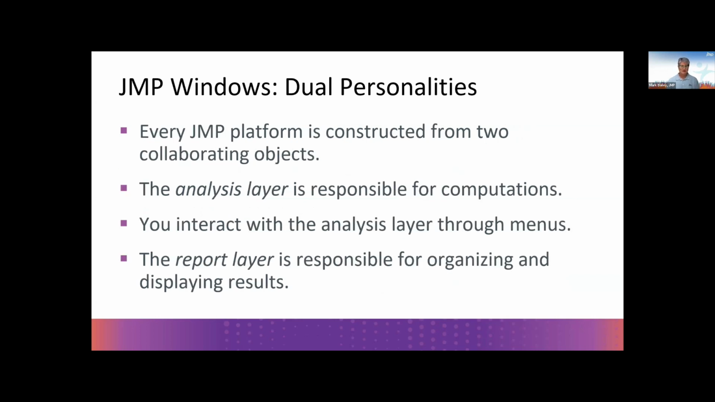Now, first of all, you need to understand that when you're looking at a window in JMP, you're really looking at two objects that are working together. The first object is called the analysis layer, and it's responsible for all the computations. You interact with the analysis layer through the contextual menus. So for example, if you click a red triangle to make a choice. The other object is known as the report layer, and it organizes and displays the results from the analysis layer.